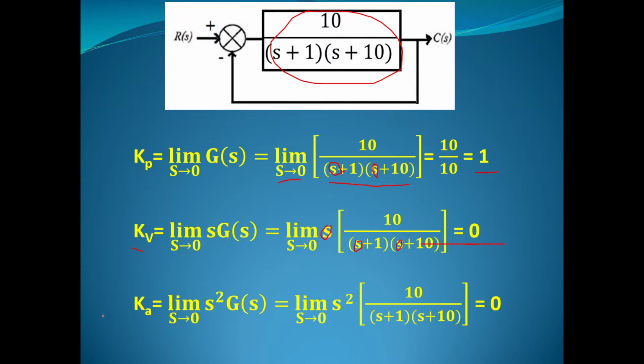The acceleration error constant formula is limit s tends to 0, s square G of s. So limit s tends to 0, s square into, what is G of s? 10 divided by s plus 1 into s plus 10. Now here this s square also you can't cancel with anything else. So substitute 0 here. Substitute 0 here. Substitute 0 here. So what is left over? 0 into anything is 0. So even Ka you will get 0. That's it.